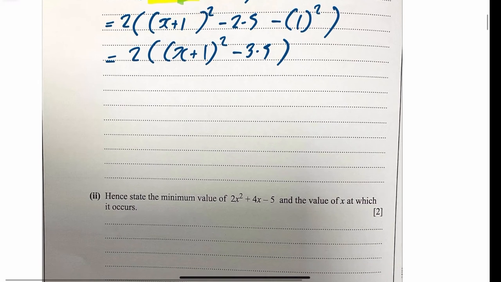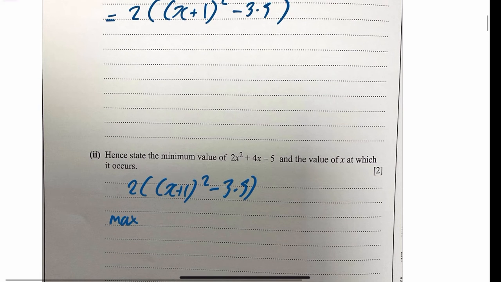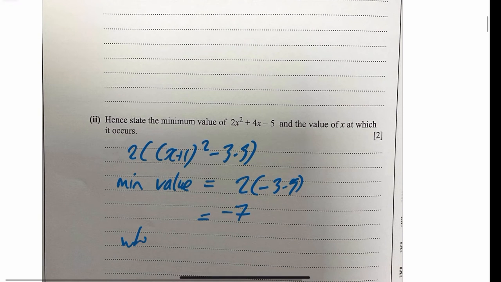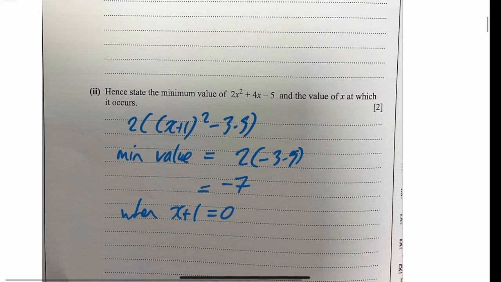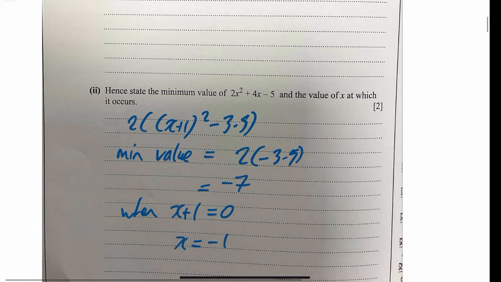Next bit says, state the minimum value and the value of x at which it occurs. So I'm just going to write that again: 2 brackets x plus 1 squared minus 3.5. Your minimum value, I should have said, is going to be equal to 2 times minus 3.5, which is minus 7, and that happens when your x plus 1 is equal to 0, i.e. your x is equal to minus 1.